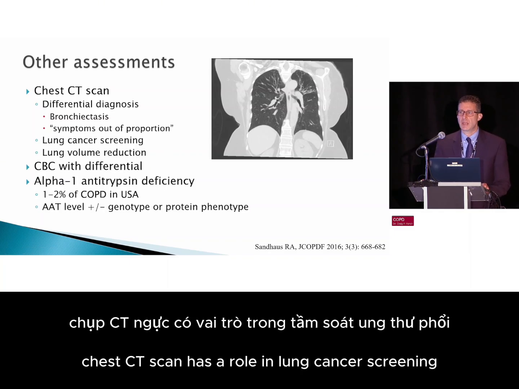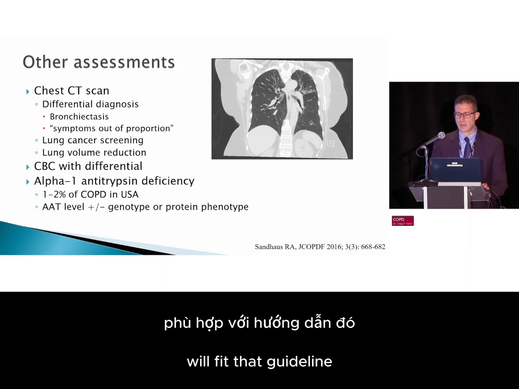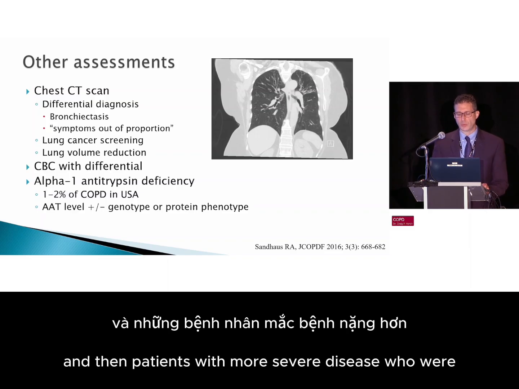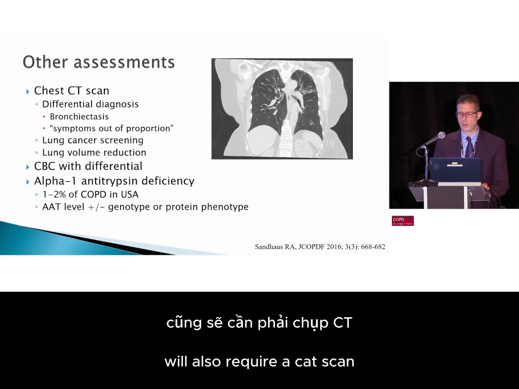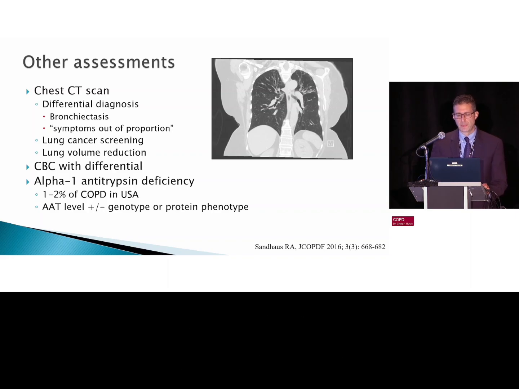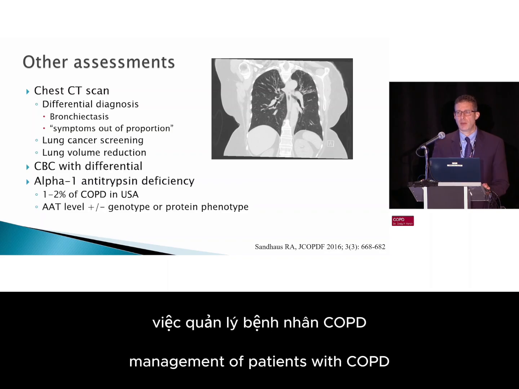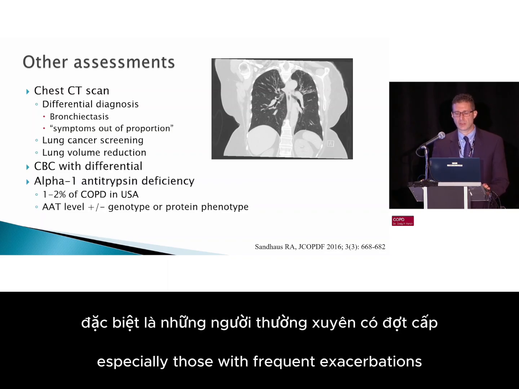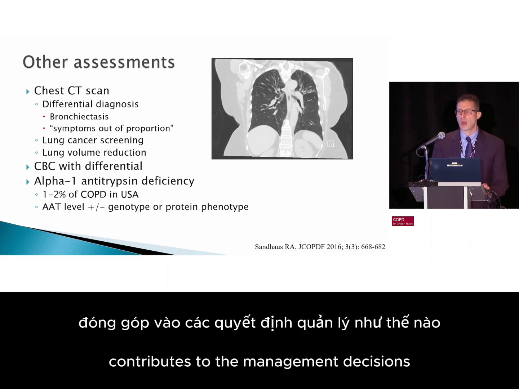Obviously, chest CT scan has a role in lung cancer screening, and many of these patients, based on their smoking history, will fit that guideline. And then patients with more severe disease who were being referred for interventional therapies will also require a CAT scan. A complete blood count with differential is now part of the management of patients with COPD, especially those with frequent exacerbations, and we'll show how the blood eosinophil count contributes to the management decisions.